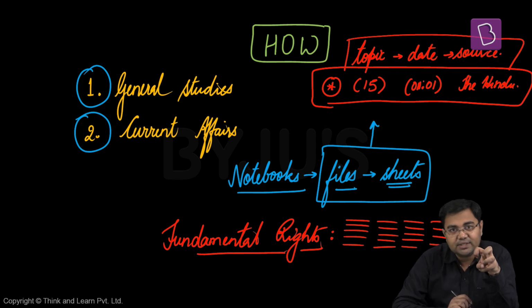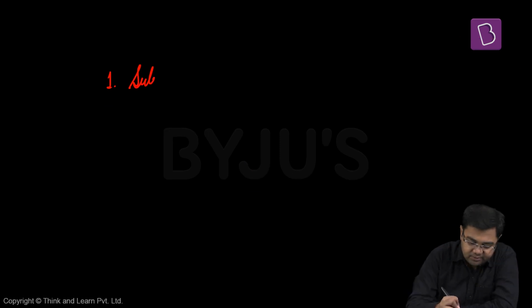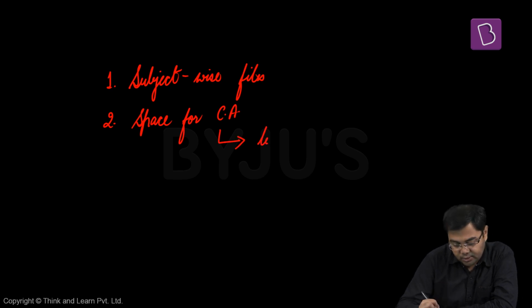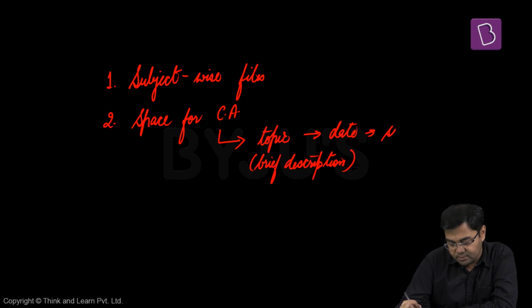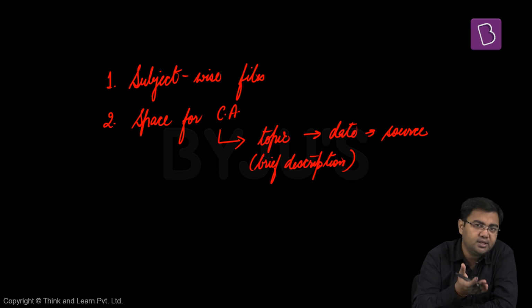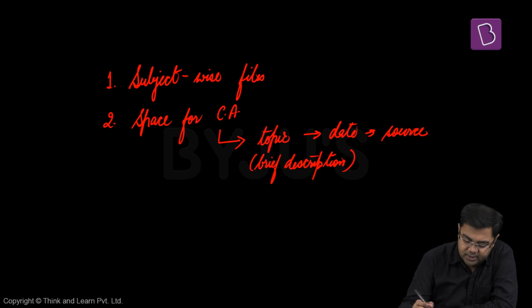So the first thing that has to be done is that you have a file for each and every subject separately, subject wise file. Second, you have left space for current affairs, and current affairs in what manner? Topic, or if you want a very brief description, date and source. Source could be the CNA, the Hindu analysis, the Hindu newspaper, any other magazine, any website, it could be PIB, all these could be the sources that you have. And if you do only this much, it's more than enough.